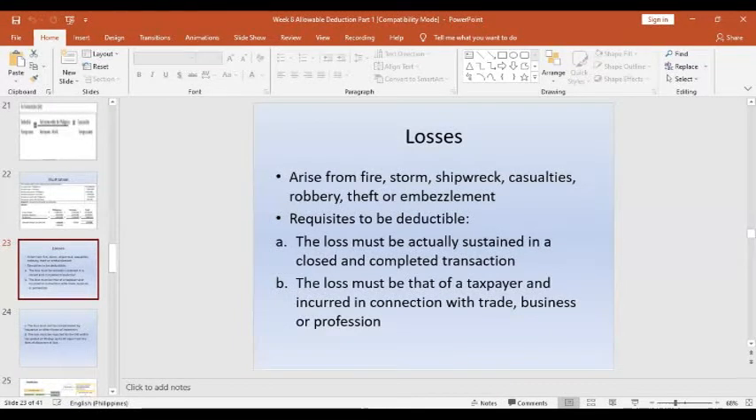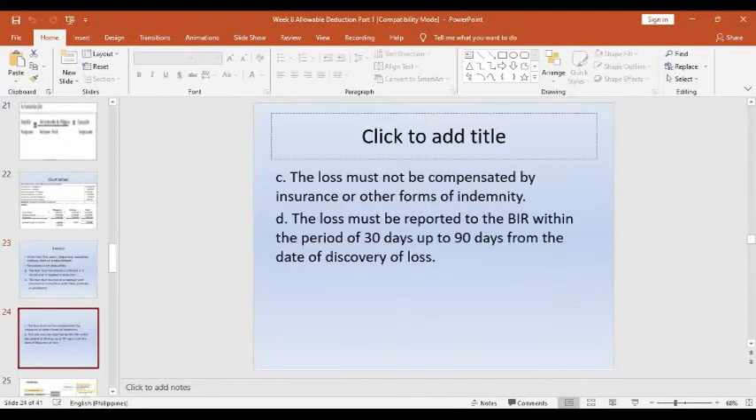And the second one, the loss must be on the taxpayer, and the losses are incurred in connection with a trade, business, or profession. Because if there are some losses which are not related to the business, then they will not be treated as allowable deduction. And the third one, the loss must not be compensated by insurance or other forms of indemnity. And the loss must be reported to the BIR within 30 days up to 90 days from the date of discovery of the loss.